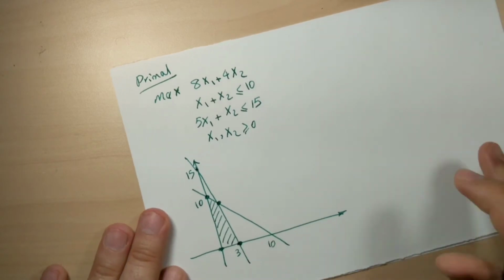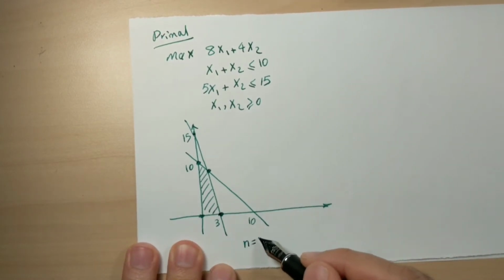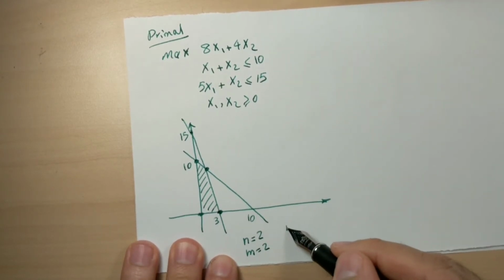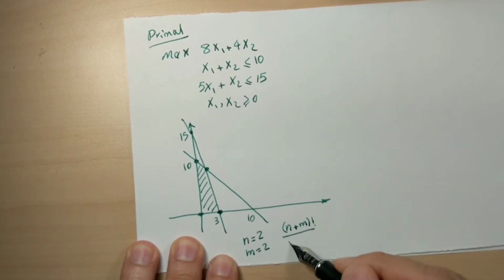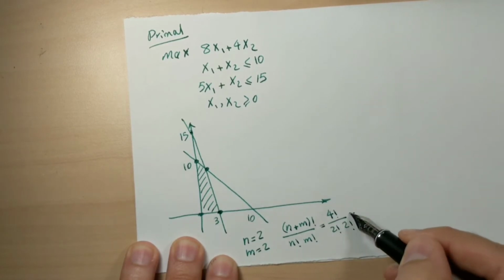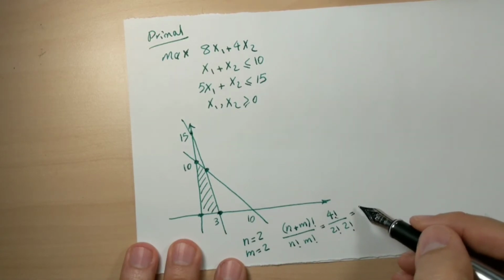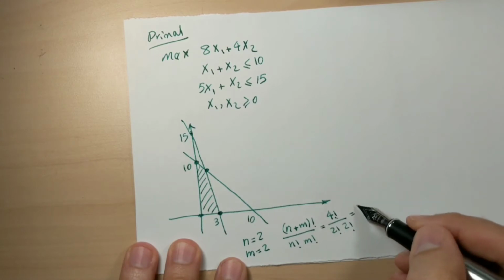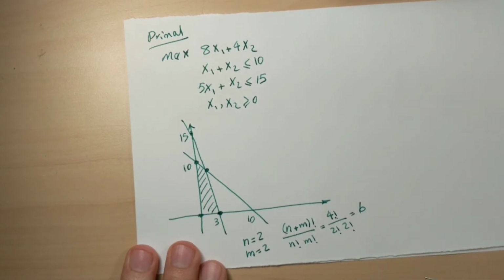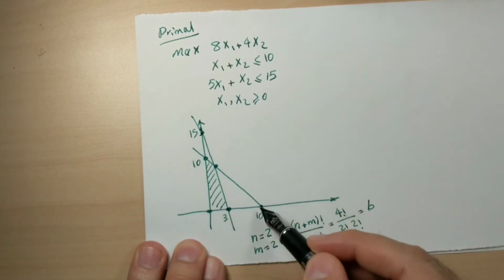We have 4 feasible corner points. Totally, how many corner points do we have here? N is 2, the number of variables. M is 2, the number of constraints. So from the formula (n plus m) factorial over n factorial m factorial, it's 4 factorial over 2 factorial 2 factorial, which is 6. Totally, I have 6 corner points, feasible and infeasible. 4 of them are feasible, plus these 2, 6 corner points.